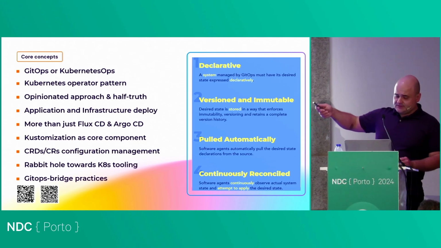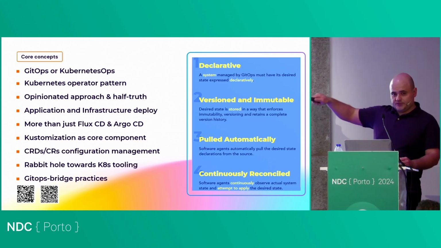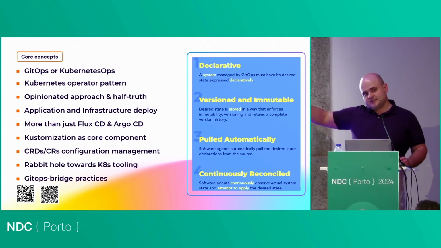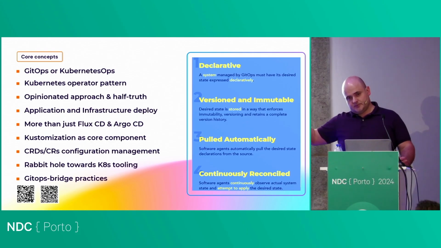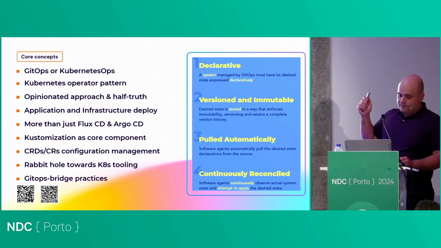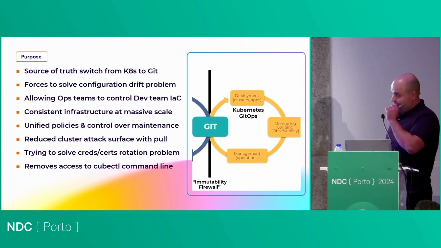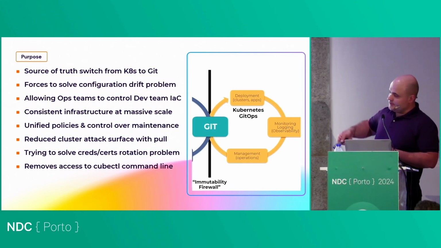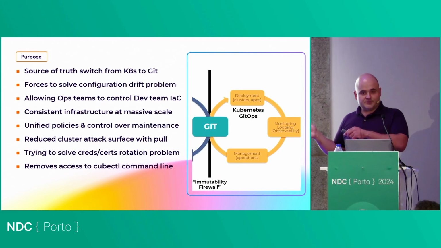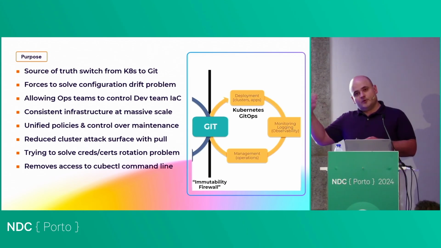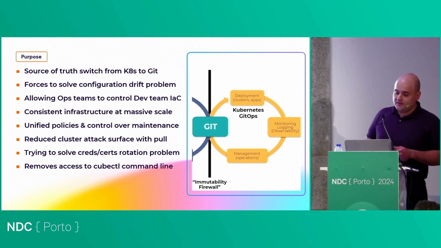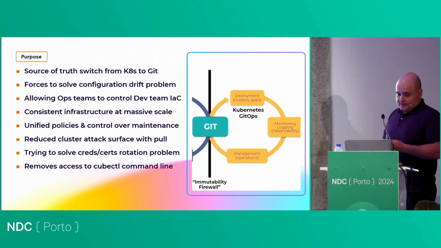Here are two references. This reference is for GitOps Bridge. It's a repository of quick starts and best patterns for GitOps to start with Argo CD and Flux. And we're moving forward. The proposal is to have this immutability firewall between your infrastructure changes, so nothing gets applied in a manual way, and everything is automated.